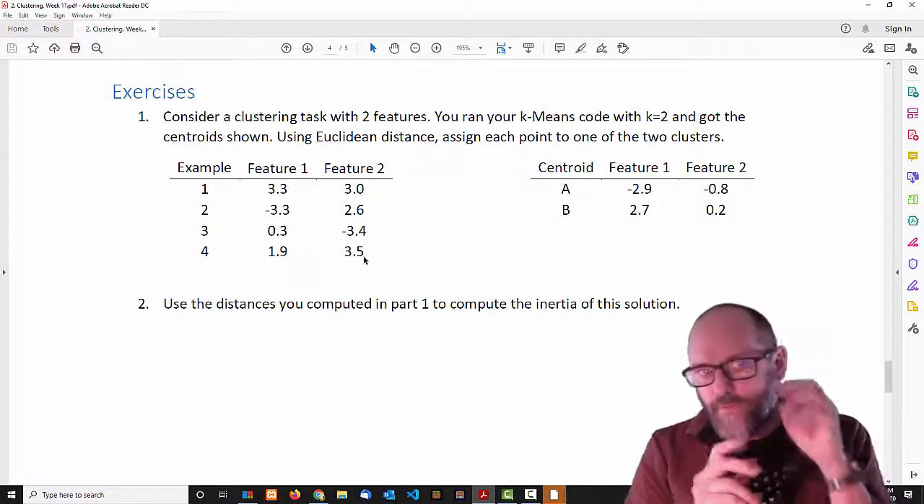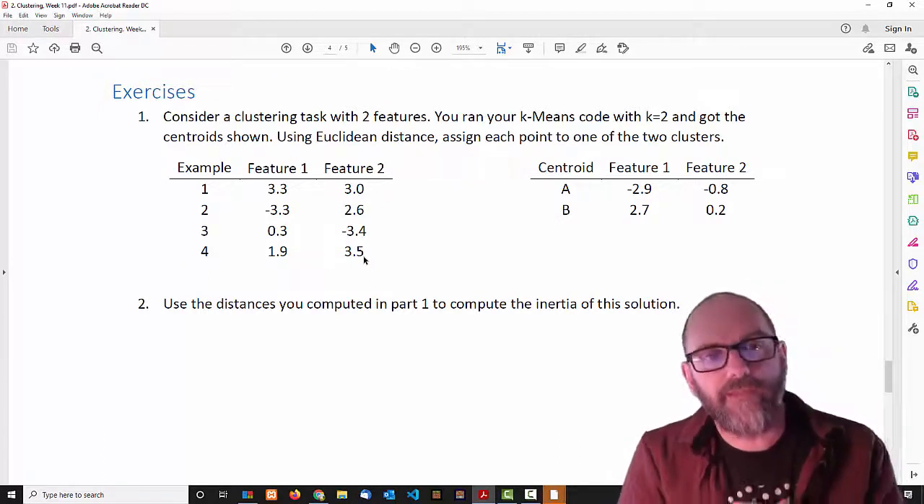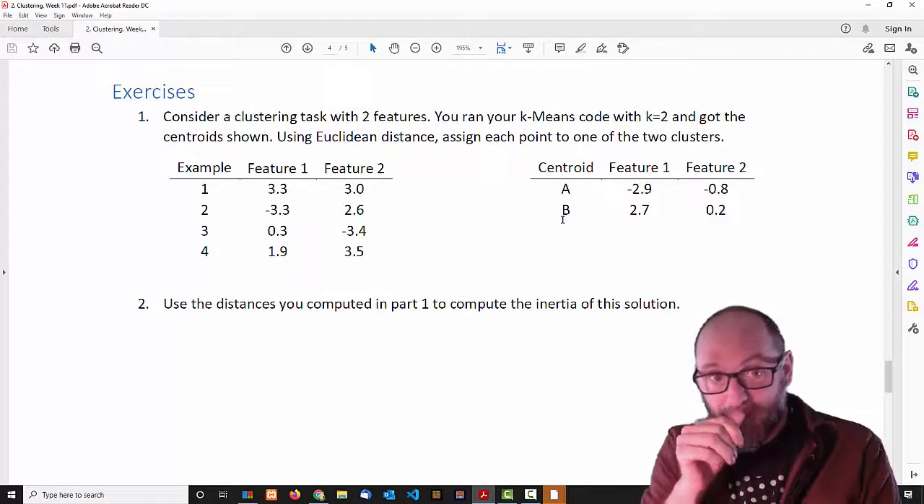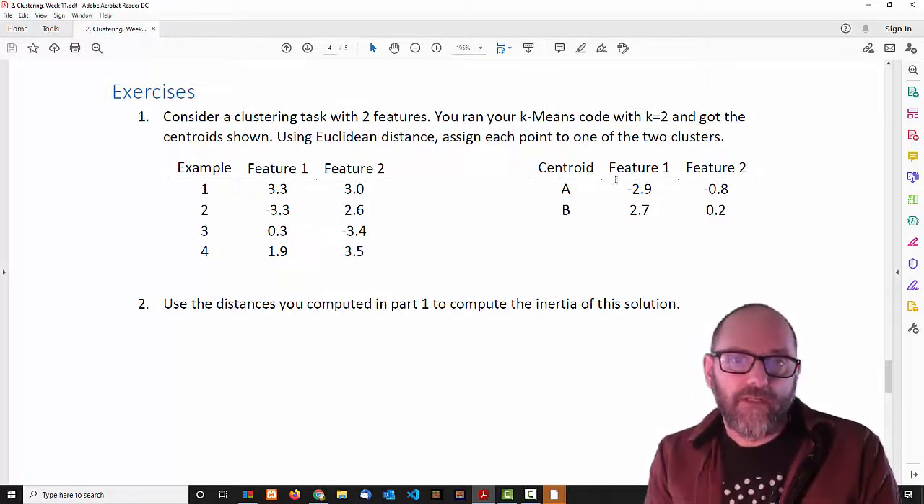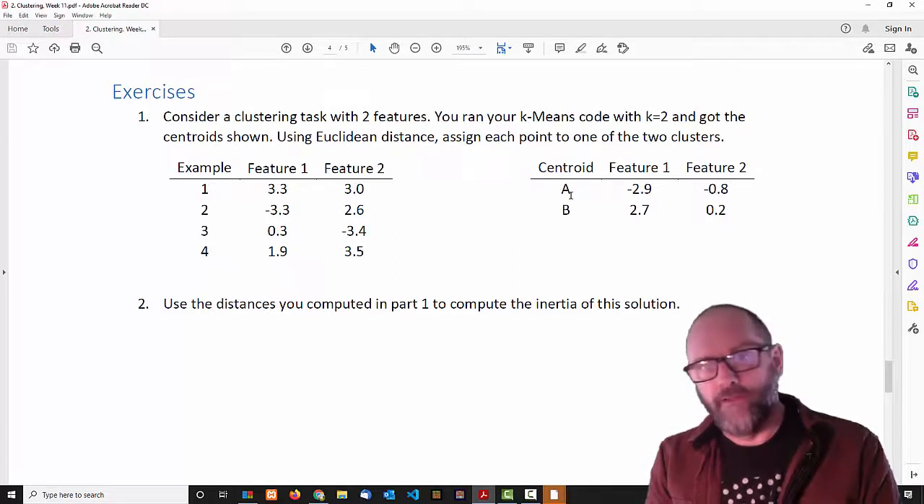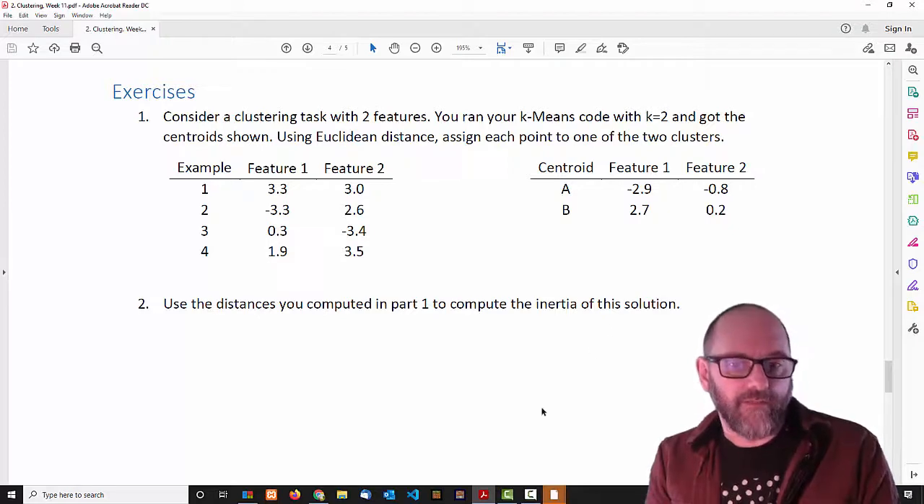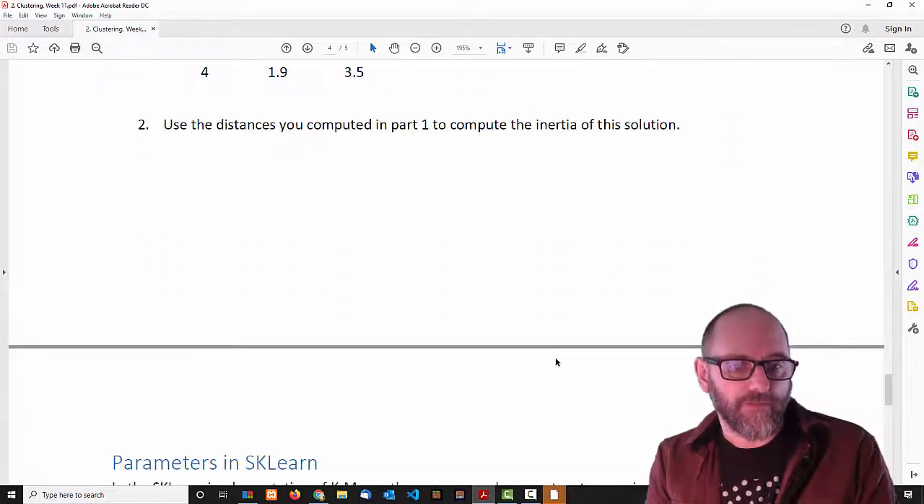I want you to do a couple of paper and pencil exercises just to make sure that we get this. So we've got a clustering task with 2 features. You ran your k-means code and you ended up with k equals 2, and you got these 2 centroids. So I want you to assign each point to one of the centroids using Euclidean distance. You could, of course, use Manhattan or some other distance or similarity measure, but Euclidean distance is the most common, so we'll just use that. So figure out which centroid each of these points belongs to. And then I want you to compute the inertia, which means just the sum squared error, and compute the overall inertia of this solution.